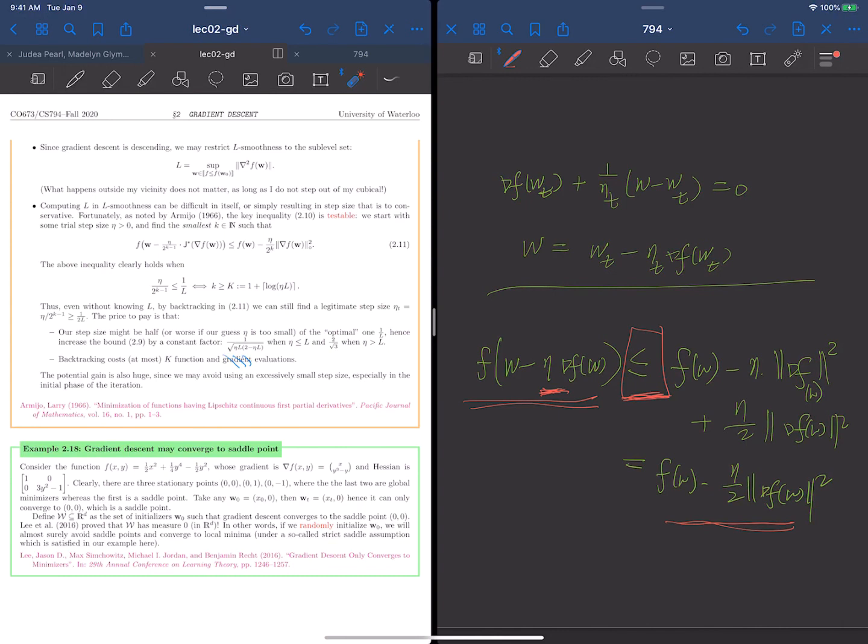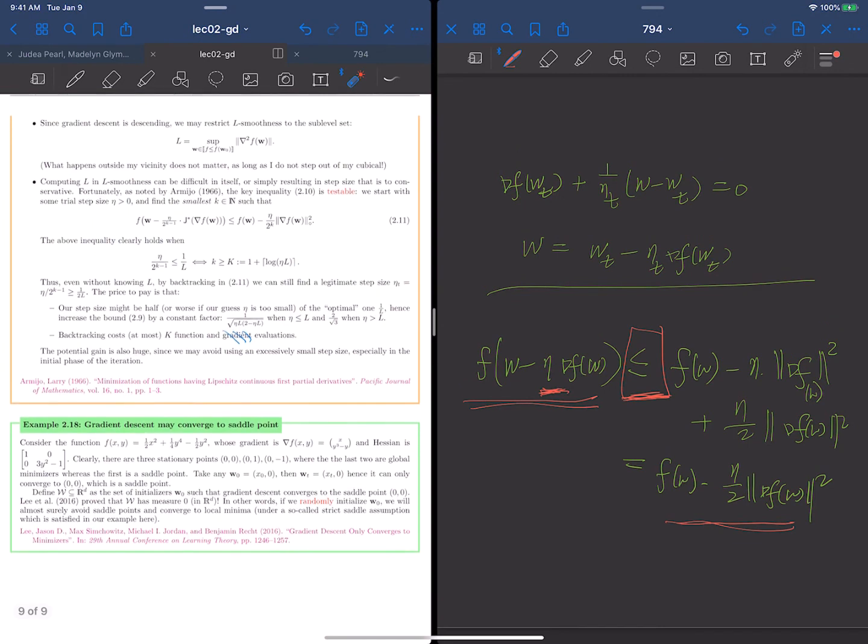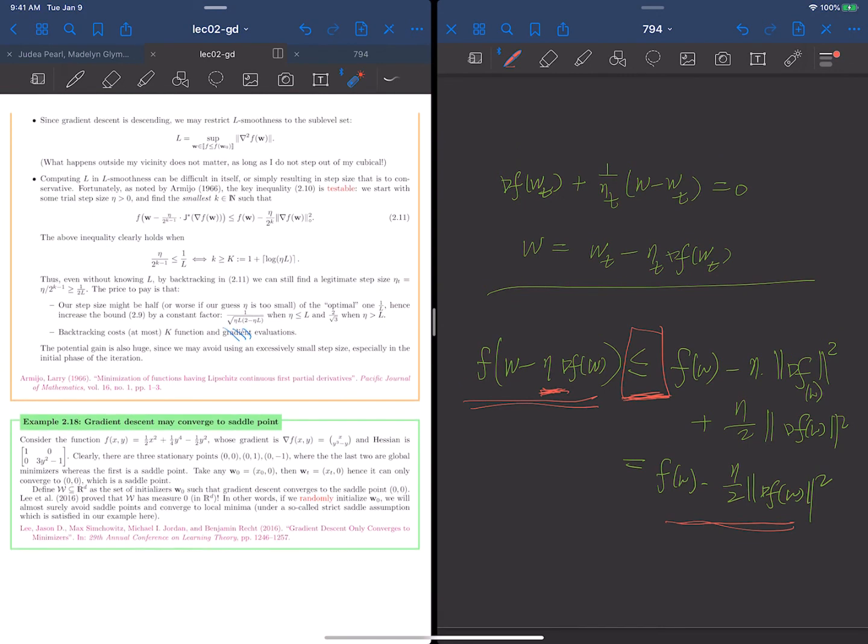But the potential gain is also huge, because if you use the L smoothness parameter as your step size, like 1 over L, because L typically is very big, your step size will be super small. But if you use this inequality, the step size is adaptive. Depending on where I am now, I'm going to use the local smoothness parameter, and that local parameter can be much smaller than capital L globally. And this is especially true in the beginning phase of your iteration.